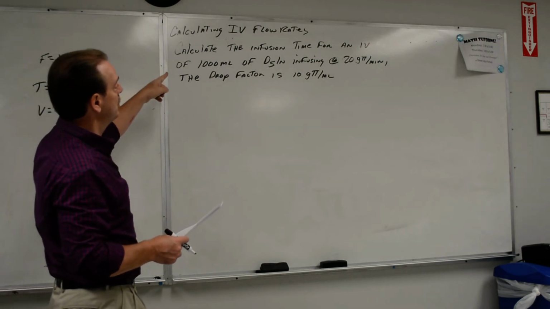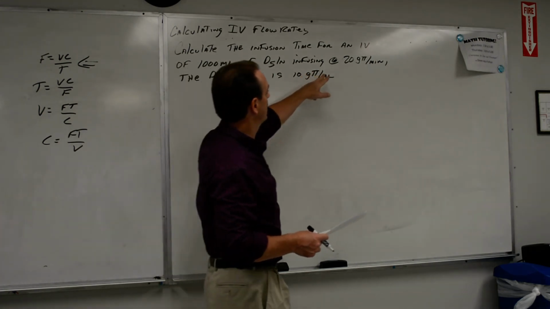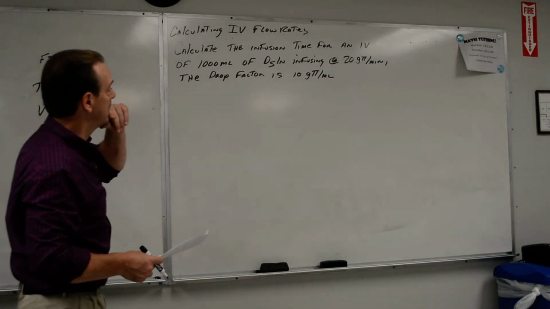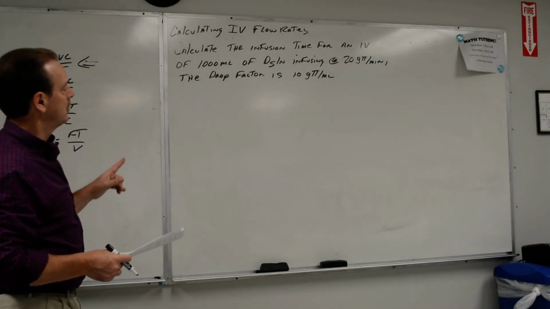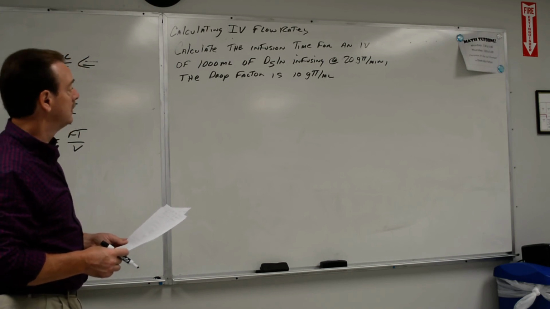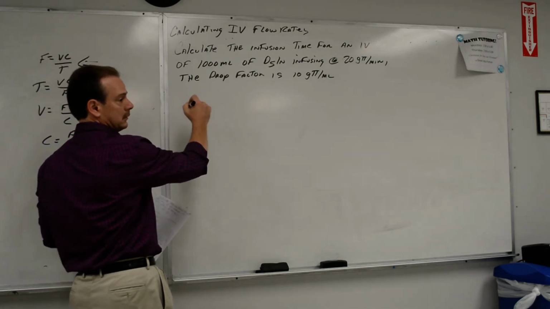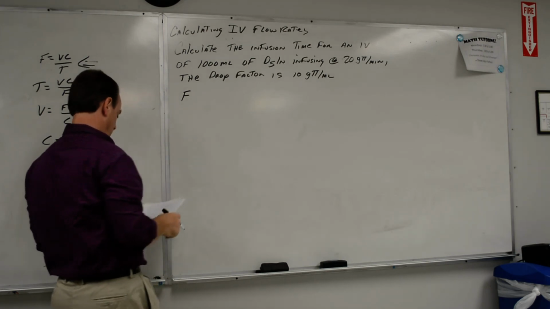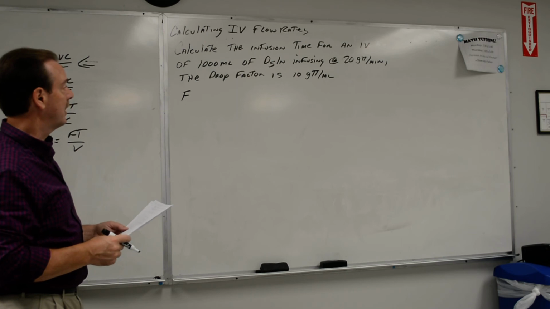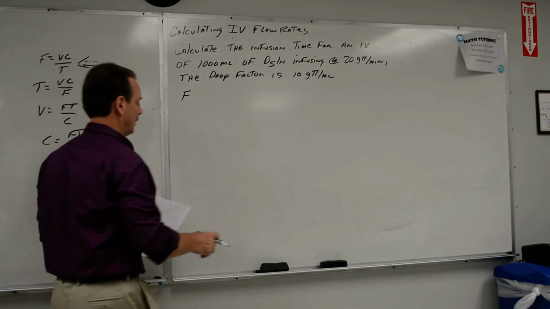We're going to have to calculate the infusion time for an IV of 1,000 milliliters of this substance. It's going to have a calibration of 20 drops per minute, and the drop rate factor is 10 drops per milliliter. So what do we have to do first? Yeah, which equation are we going to use? Well, first we're going to have to calculate our drop factor, right? Yeah, because we need the drop factor.